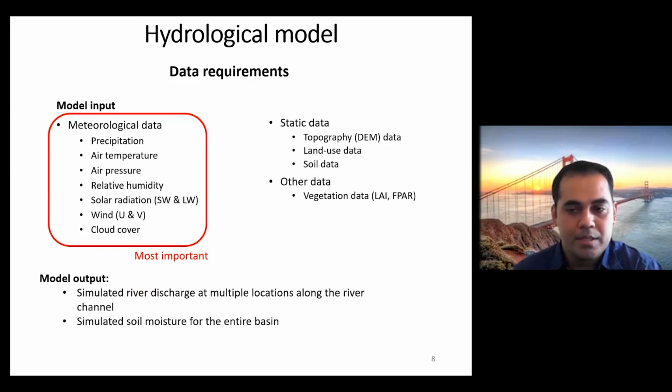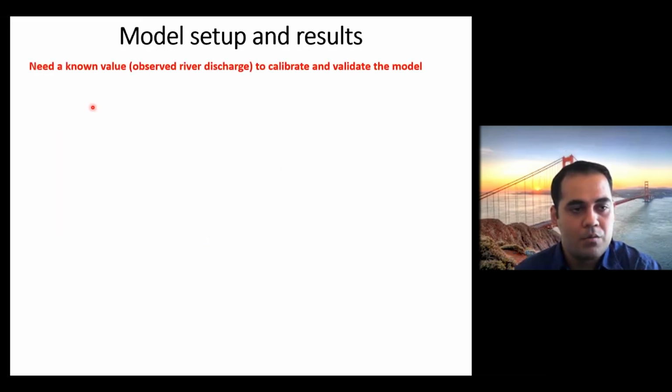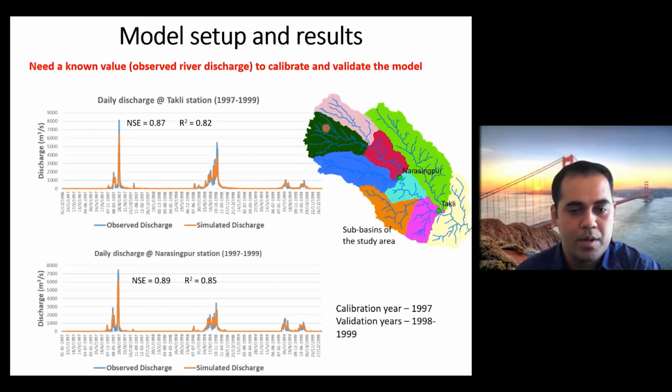So we use recent data to set up this model, calibrate and validate using hydrological models. And then we use the validated models to simulate historical events. For example, first we need to use a known value such as the observed river discharge to calibrate and validate the model. In this case, this one shows the river basin, and we calibrate the model for this year, 1979, and we validate the model for 1998 and 1999 for two different stations. So by calibrating the model using one parameter, in this case the observed discharge, other unknown parameters such as soil moisture can be estimated easily.